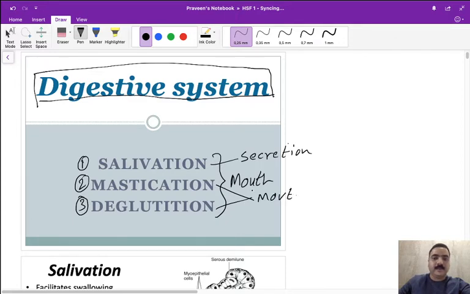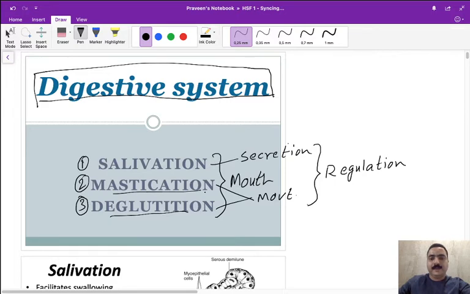In the mouth there are two different types of movements that take place. One is the mixing movement, called mastication, and the forward movement of the food particle is called deglutition. As far as physiology is concerned, we also study the regulation of the secretion and of the movements. There are two types of regulation: hormonal regulation and neuronal regulation, that is, the sympathetic or the parasympathetic regulation.